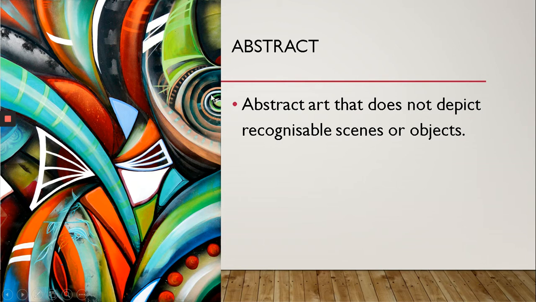Abstract is when we don't recognize anything. So, like the last one we saw, a face. There's no face in this picture. There's no heart, there's no leaves, there's no things like that. So, the picture here is completely abstract. It is not decipherable in any way except maybe color and line.